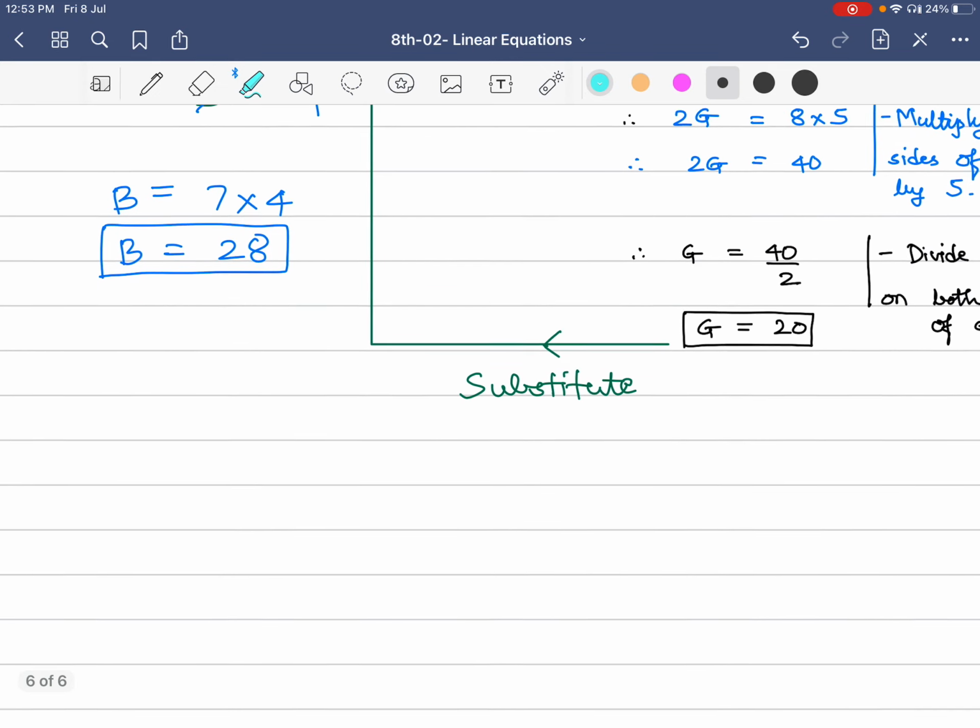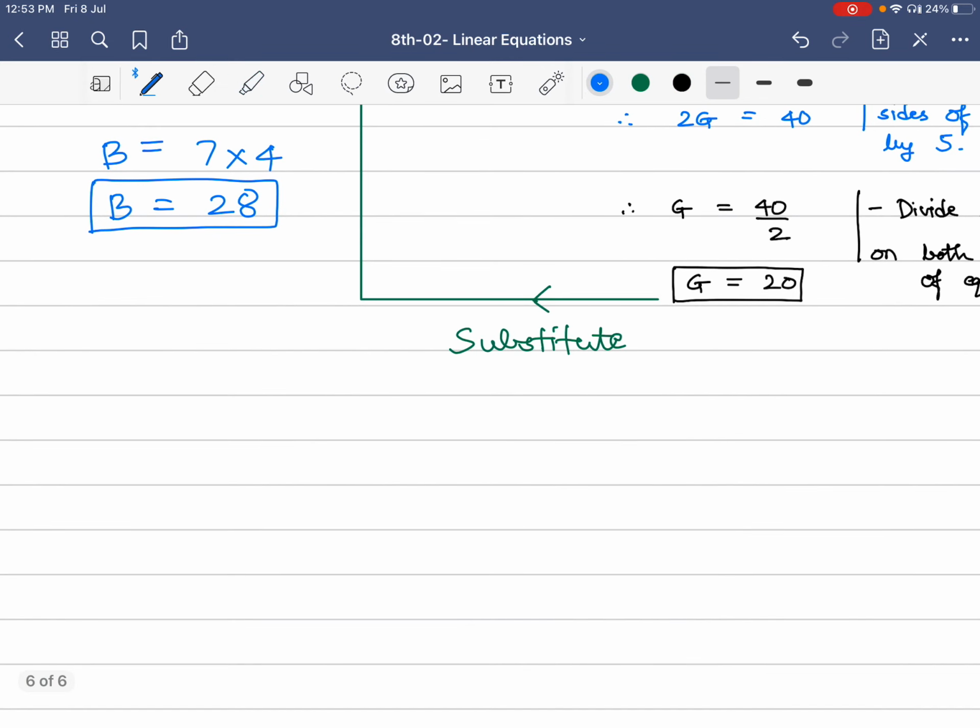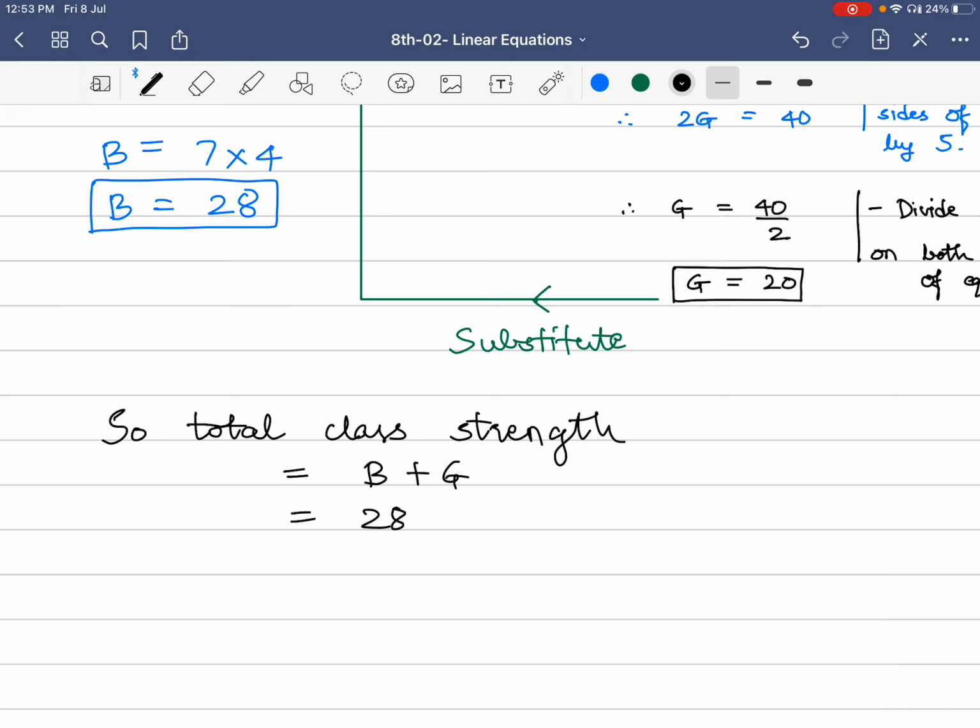So quite simple. In the end, you're just going to say, total class strength is equal to b plus g, total number of boys and total number of girls, that is equal to 28 plus 20, and that is equal to 48. So 48 is the total class strength, which is the expected answer for this problem.